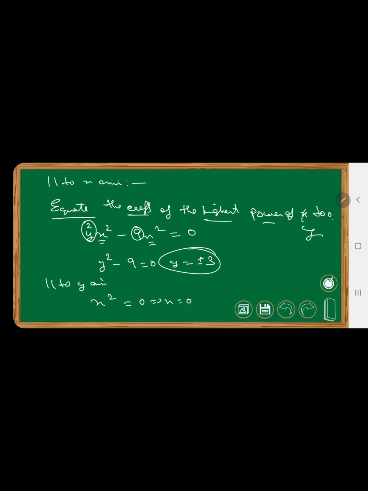There is one more type of asymptote, the oblique asymptotes, which are neither parallel to x-axis nor parallel to y-axis. Finding those is a bit complex. Let's see. So to understand this, let us solve a problem.